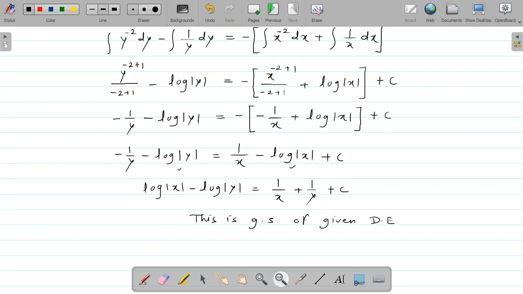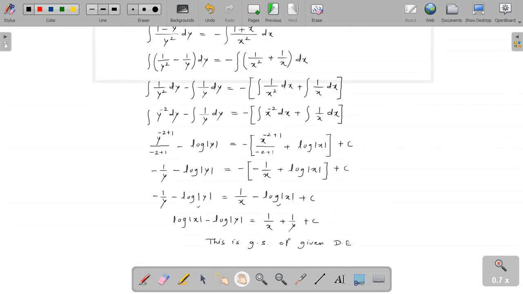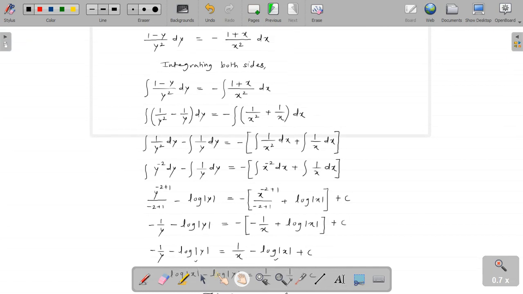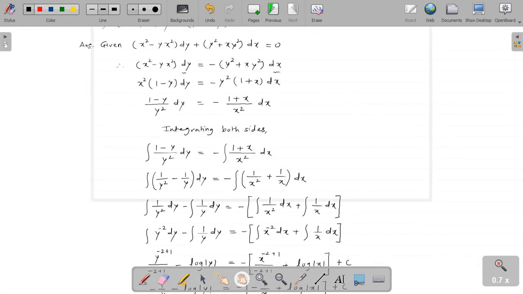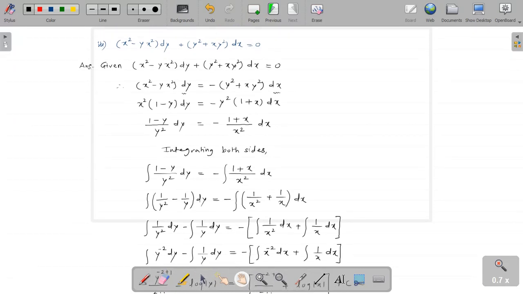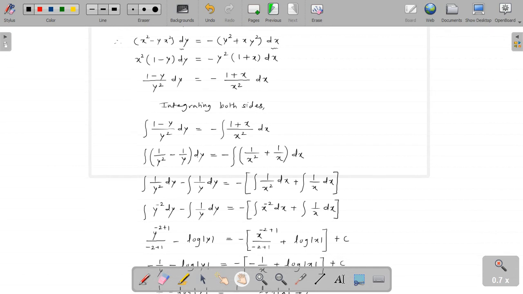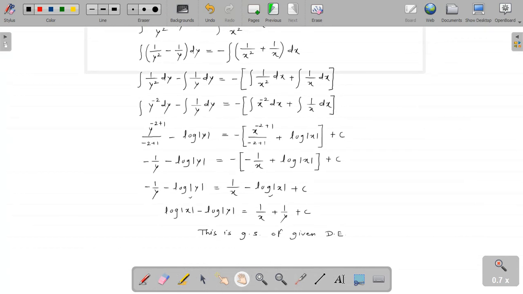Okay, so let us see here how you get the solution of the given differential equation. We have to separate the terms of x and y, and by separating the terms and then integrating both sides, you will get the solution of the given differential equation. So let us see here carefully. Okay, thank you.